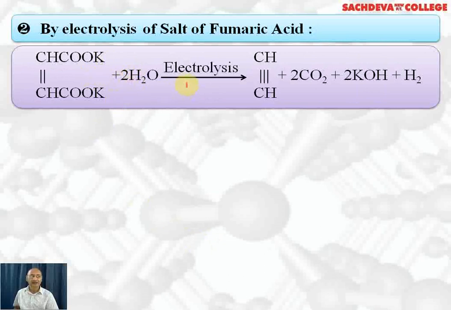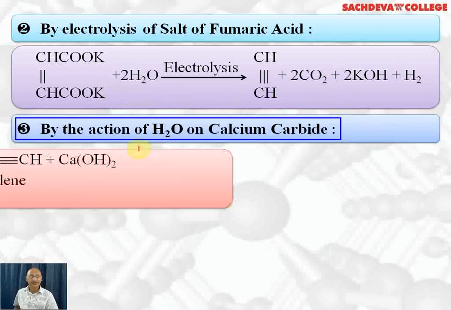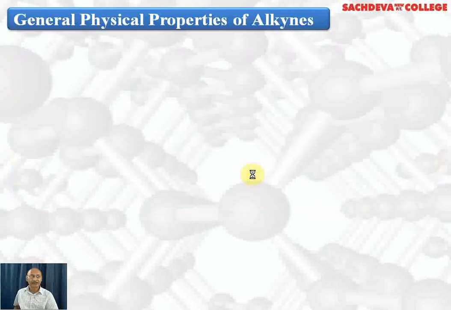In aqueous solution, if electrolysis is done, the potassium ions will get discharged and the fumarate ion will lose 2 electrons and liberate 2 carbon dioxide, and a triple bond will be formed. We'll get acetylene plus 2 carbon dioxide, and potassium ion will form KOH. Potassium ion first will form potassium metal, which reacts with water to form KOH and hydrogen gas. By action of water, calcium carbide reacts with water to form acetylene and calcium hydroxide.